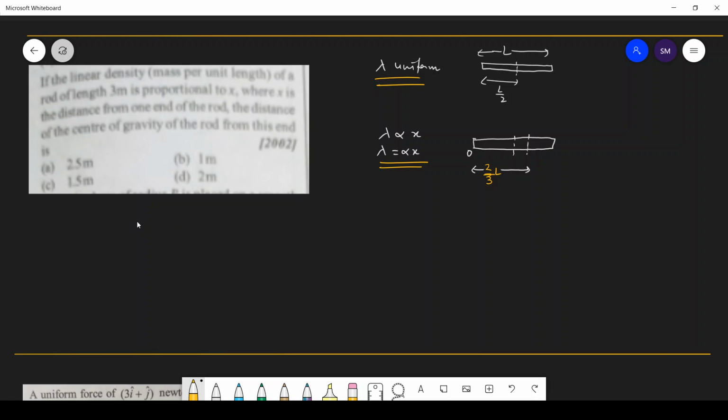So it's such a simple question. What is the length of the rod? L is equal to 3 meters. So tell me, where will be the center of mass? 2 by 3 into L, where L is 3, so it's 2 meters. So this distance is 2 meters. So D is the correct option.